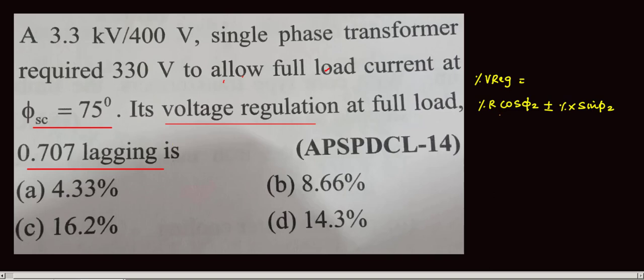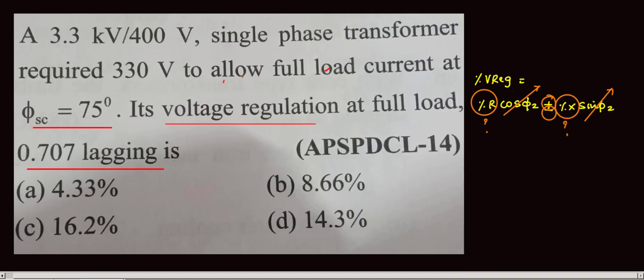Here 0.707 lagging is the power factor cos phi, which I know. If I know cos phi, I can find sin phi, since cos square phi plus sin square phi equals 1. From that you can get sin phi, or if you have a calculator you can solve that. Plus is for lagging power factor, minus for leading power factor. In the question I don't know the percentage resistance, this is the question mark, and I don't know the percentage reactance, this is also a question mark. How do we solve this problem?